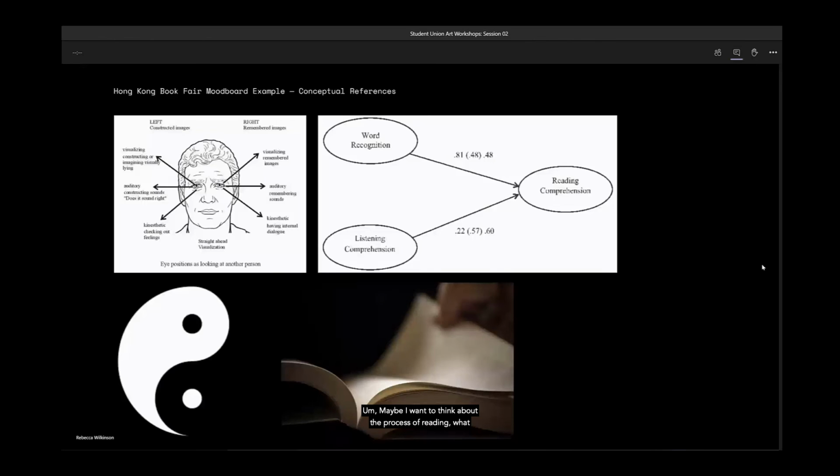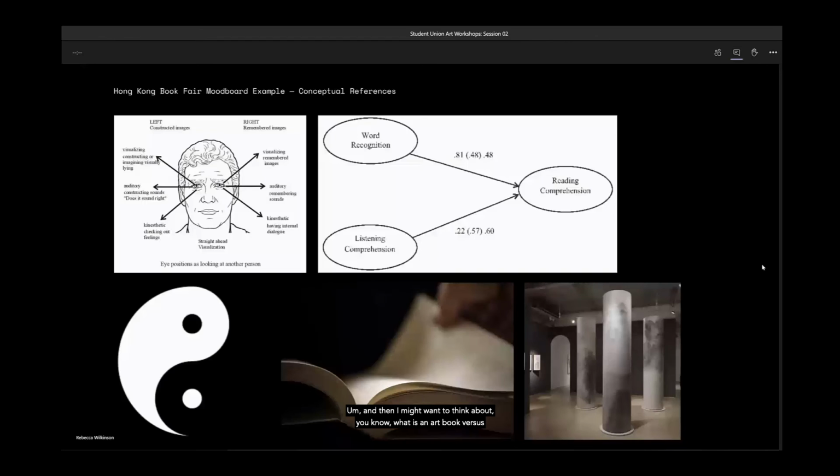Maybe I want to think about the process of reading, what it's like to process written information in our brains. What is it like to touch a book? And then I might want to think about, what is an art book versus a gallery space? Is an art book like a printed form of a gallery space? What's that all about? Do I want to visit a gallery? Should I look at images of contemporary art galleries?